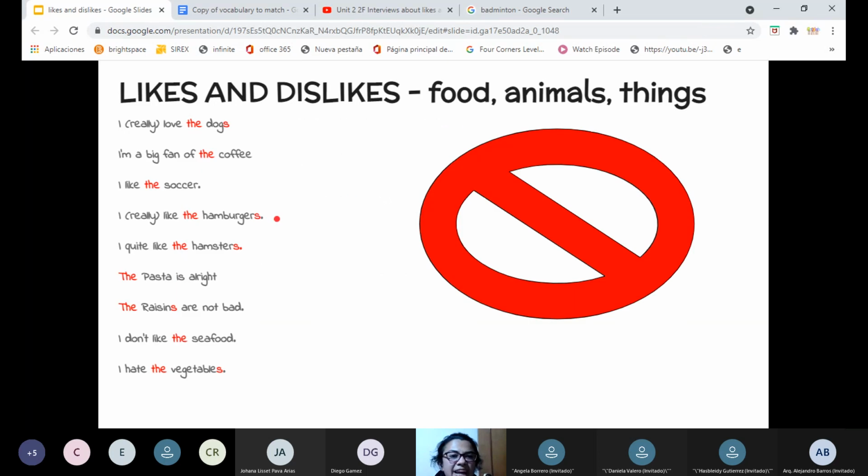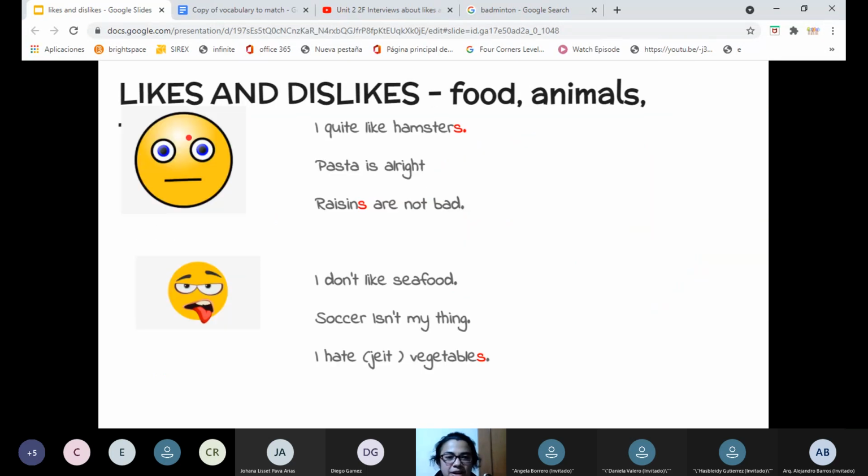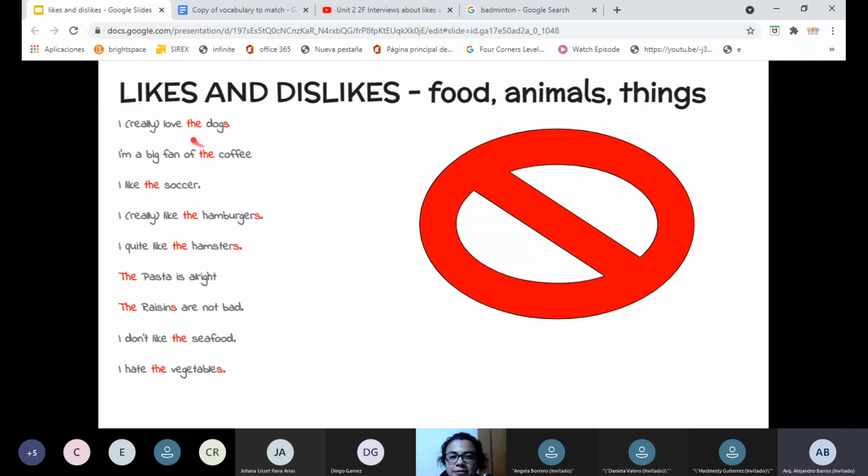Something important, Alejandro. Remember, we are not going to say "I like the raisins." Can you repeat? Correct? We are not going to say "I like the raisins." What is the difference? Remember, this is a Spanish habit. So what are we going to say, Alejandro? No, "I like raisins," not "the raisins." Right, because that's Spanish.